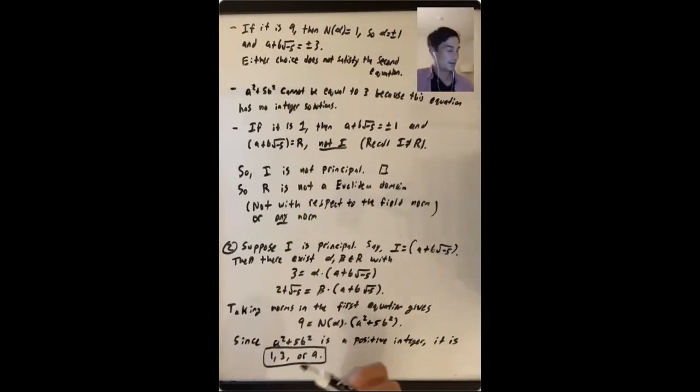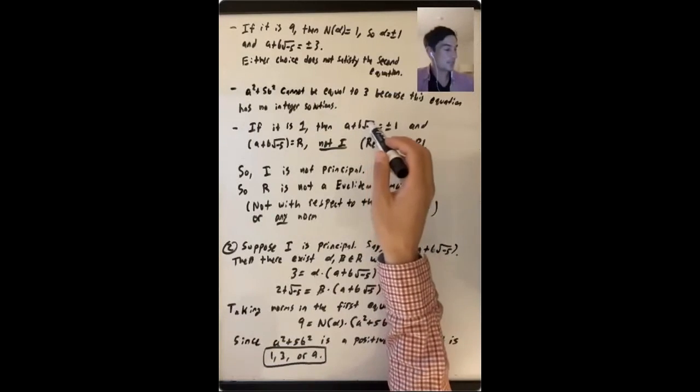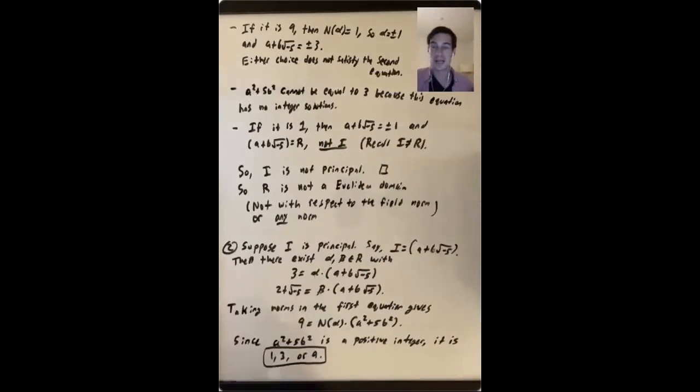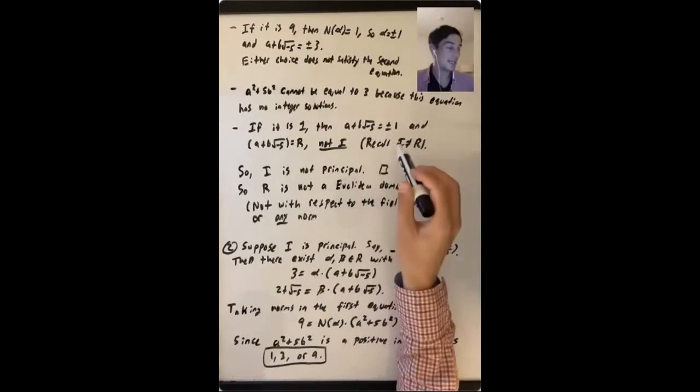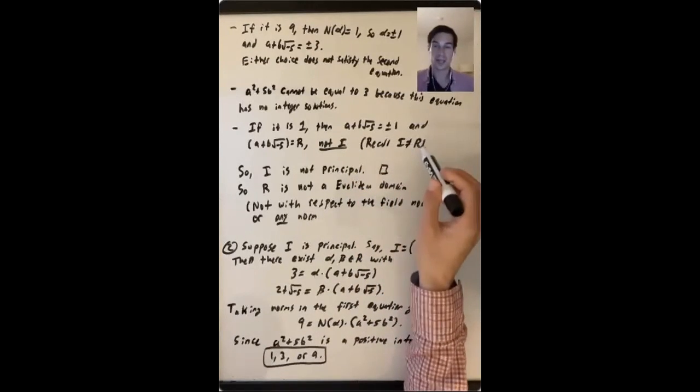Well, that means that a plus b square root of -5 is equal to either plus 1 or minus 1. And in that case, what is the ideal generated by a plus b square root of -5? Well, it is the ideal generated by 1 or minus 1, so it's the whole ring. So how do we know I is not equal to the whole ring? That's why we proved I is a proper ideal at the beginning of this argument. So it's always nice to look at your ideal and try to figure out what does this ideal look like? Is it equal to the whole ring? But this is the place where we actually need the fact that I is not equal to the whole ring.